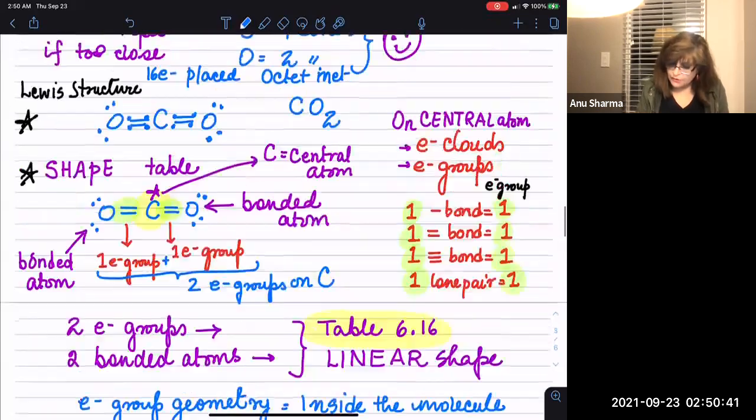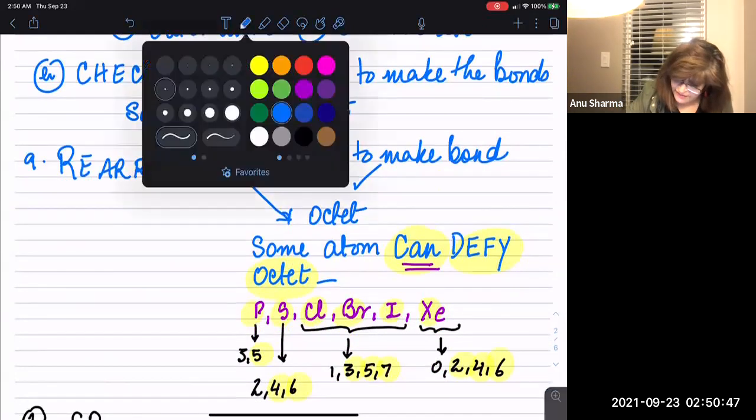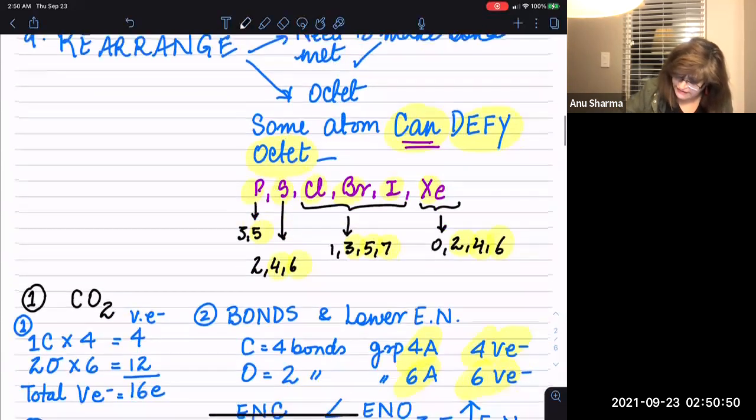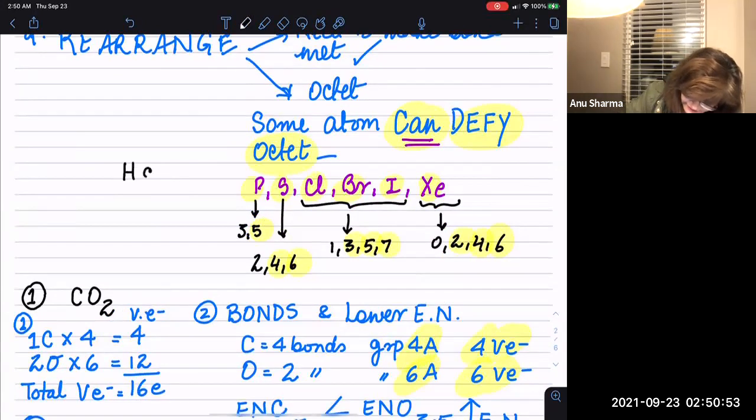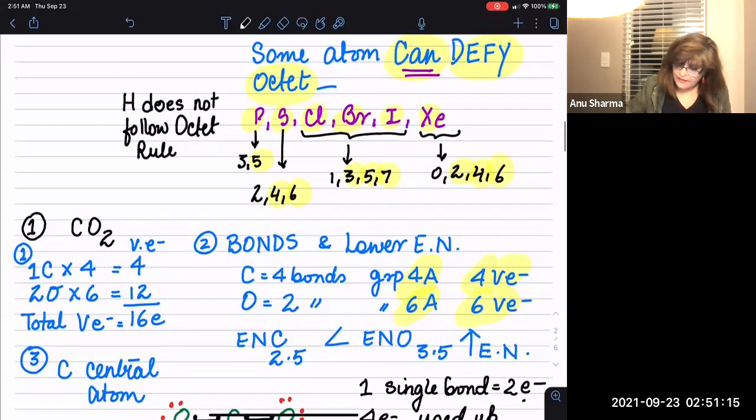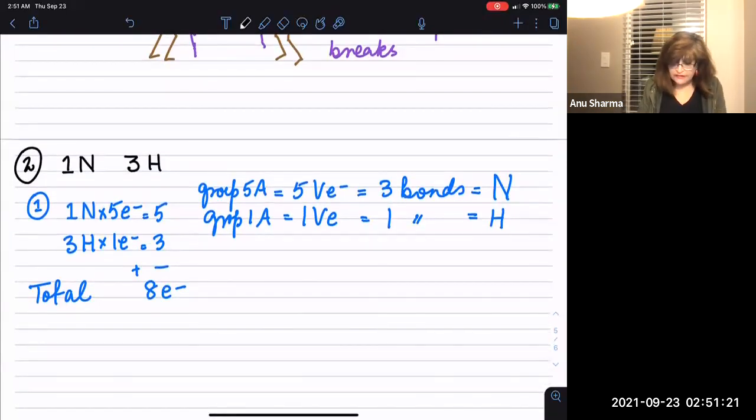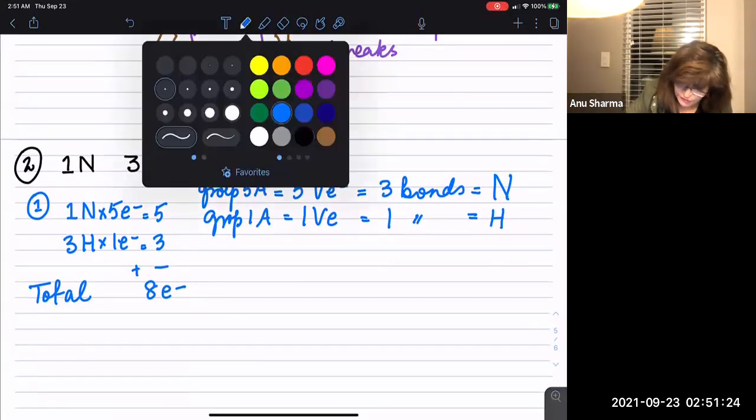There is something else which we did not cover, and that is, remember that hydrogen defies the octet. In other words, hydrogen does not follow the octet rule. So keep that in mind. So here we have hydrogen. So 8 electrons total.